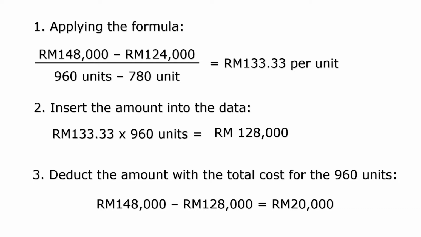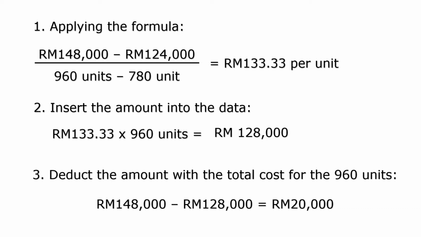Okay, so by differentiating the total cost with the total variable cost in step 2, this will bring us to the total fixed cost. The total fixed cost for the 960 units is 20,000.